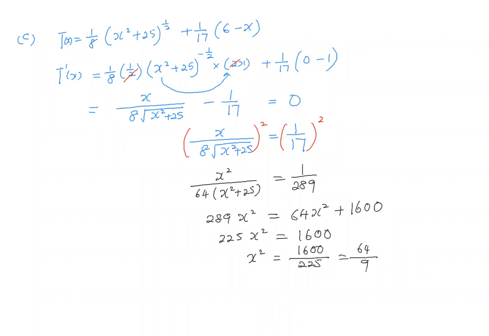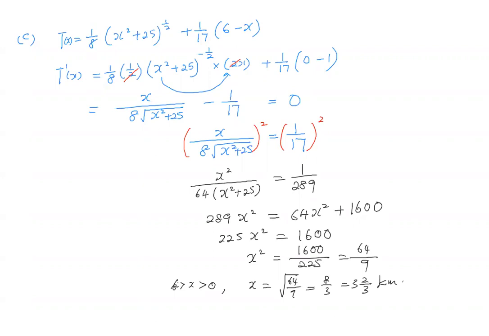No, 1600 divided by 25, yes, 64. 64 over 9. So therefore, x must be greater than 0 and less than 6. So x is equal to the square root of 64 over 9, that is 8 over 3. That is 2 2/3 kilometres.